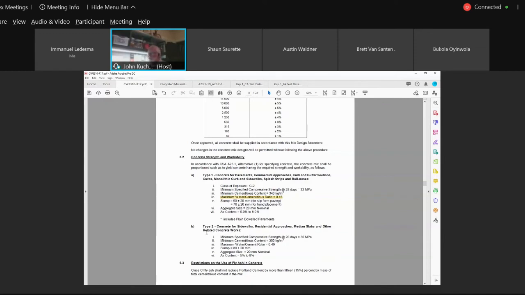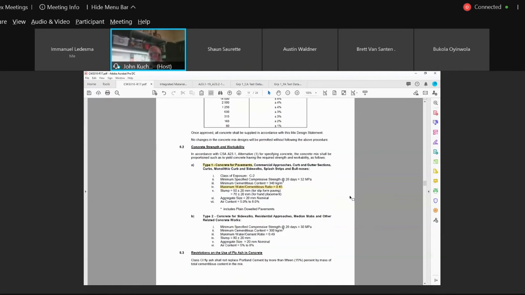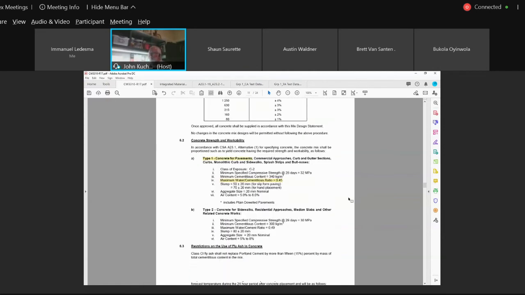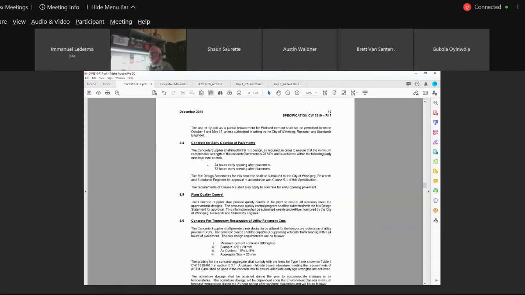Okay? So type 2 would be, again, a different spec. But we're not working with type 2. We're working with type 1. Okay? Concrete pavements. And it gives you certain criteria.